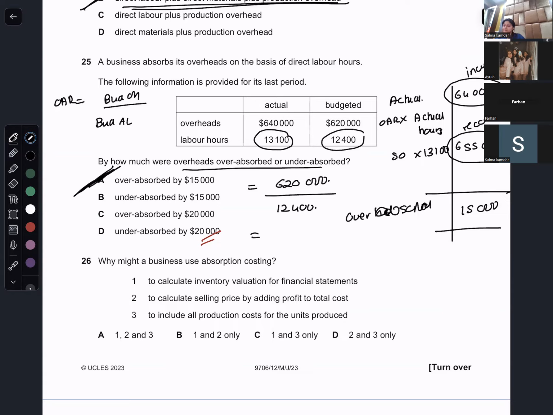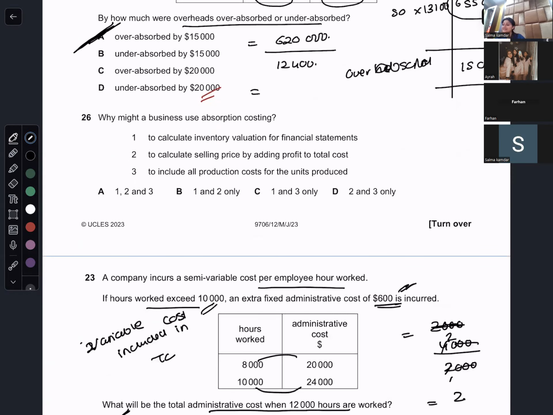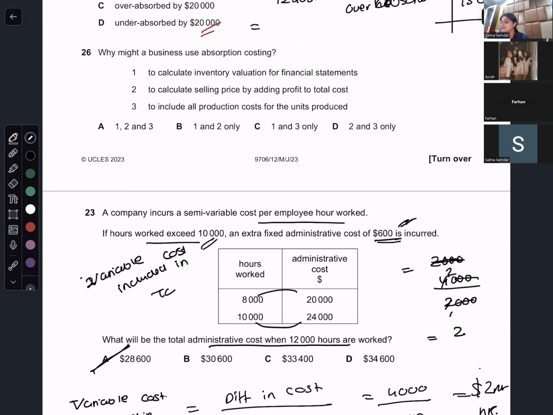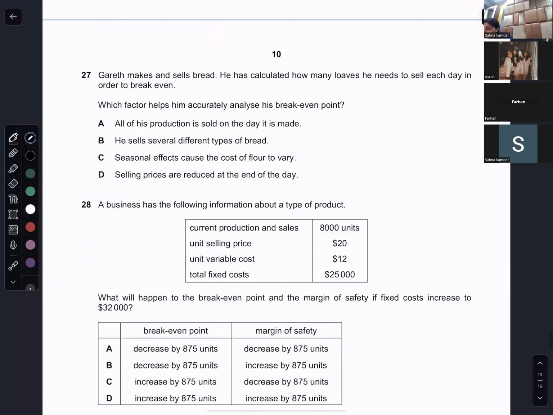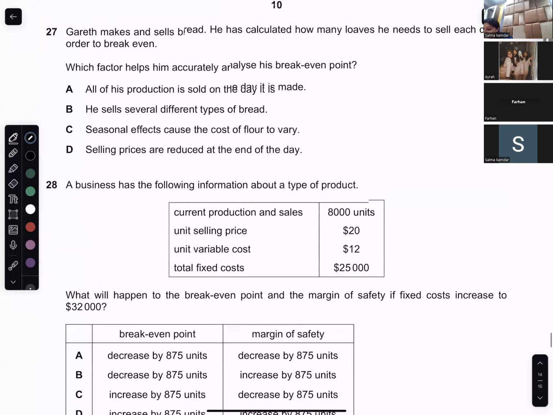Go to the next one, 26. Why might a business use absorption costing? To value inventory, to calculate the selling price, to include production cost for units produced? It's for all three we use absorption costing. Yes, that's it. Okay, go to 27.